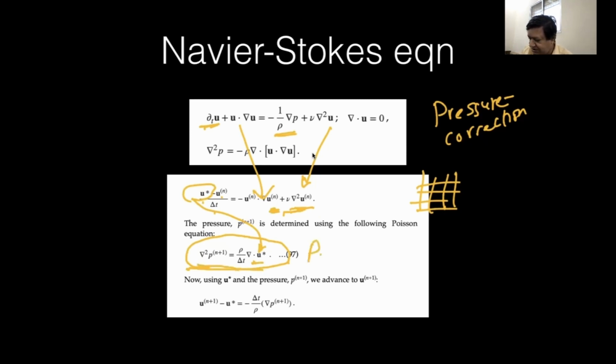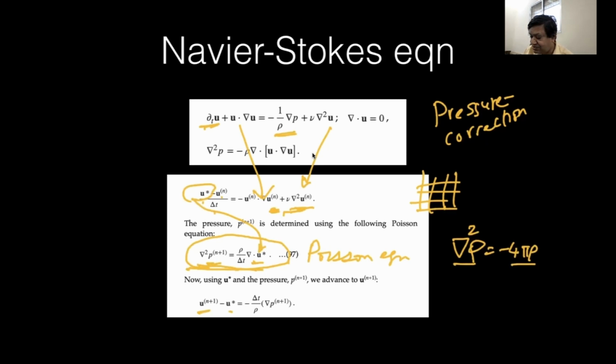This is a Poisson equation. In electrodynamics, remember Laplacian phi equals minus 4 pi rho, the charge density. So this is a source term and P is unknown. There are ways to solve the Poisson equation, which I will do a bit later. Once we solve it, we get pressure.